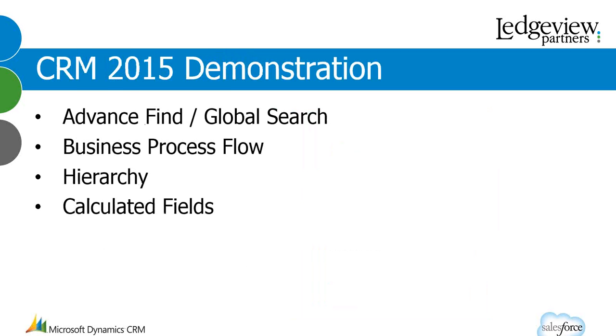Now what I want to do is actually go into CRM 2015 and show you some of the things that we just talked about. Look at the advanced find, the global search, look at the business process flow, the hierarchy, and the calculated fields.